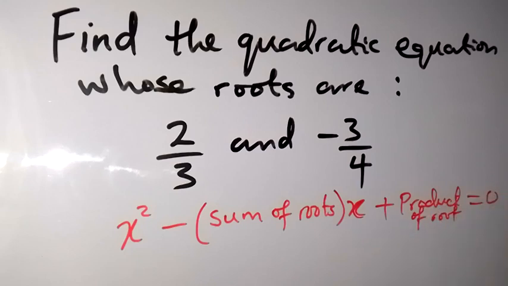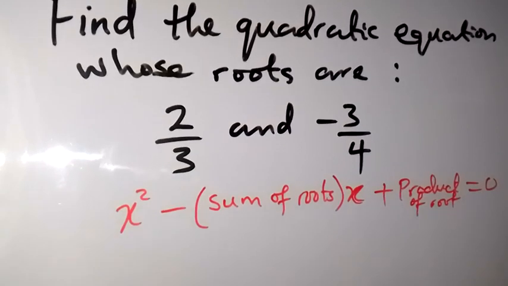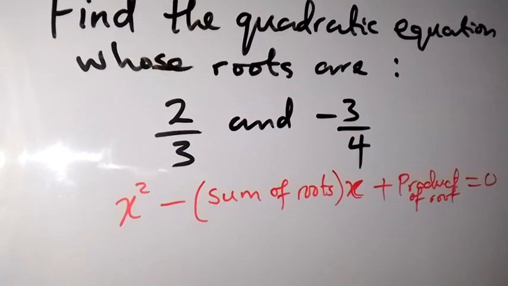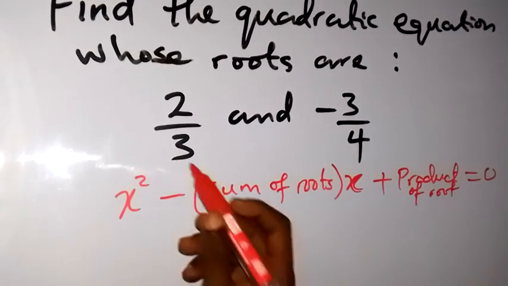So this is how to form a quadratic equation. We are using variable x here. We have x squared minus sum of roots, then x, then plus product of roots equals 0. Now these are the roots given to us here. So if we put them here, we have these two roots.